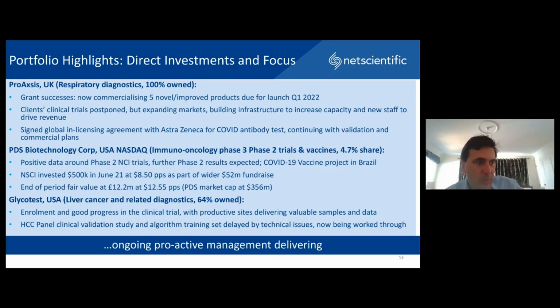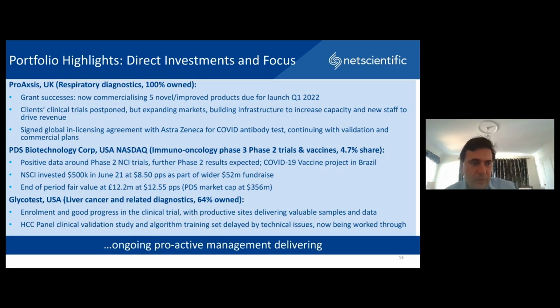What we have done is, through grant support by Innovate UK and others, we have started commercializing 5 additional products which are due for launch in Q1, starting from Q1 next year. So we're going from one product focused around COPD to multiple others that are based on in-licensing and further in-house development, and this will transform the business into a multi-diagnostics company, which we own 100% of. We also invested in building up production capacity so that we can handle more.